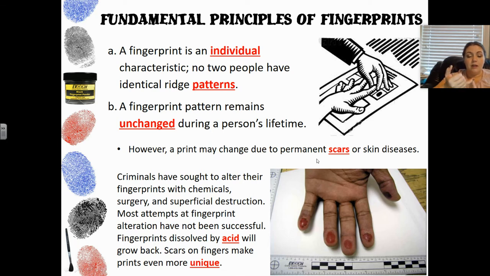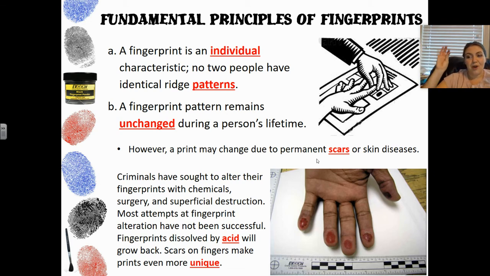So if you get like a terrible scar through this one finger and it just never heals over, then that will be your new print, having that scar through it. So that could happen. Criminals have sought to alter their fingerprints with chemicals, surgery, superficial destruction. Most attempts at fingerprint alteration have not been successful. Fingerprints dissolved by acid will grow back. Scars on fingers make prints even more unique.